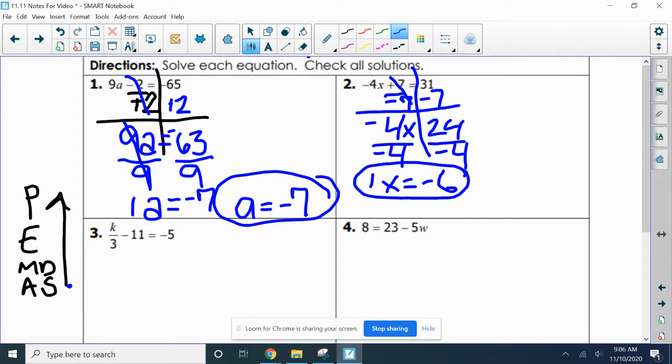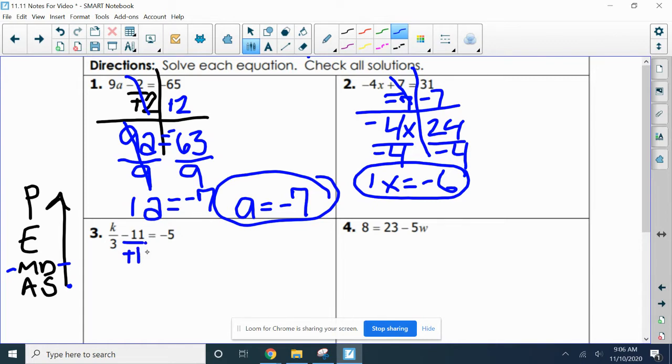All right, let's look at another one. This one has a variable being divided, but we still know with our order of operations, multiplication and division are on the same level. So we're still going to start on the back of our PEMDAS with our addition and subtraction, so we're going to get rid of minus 11. In order to get rid of subtraction, we have to use our inverse, which is addition.